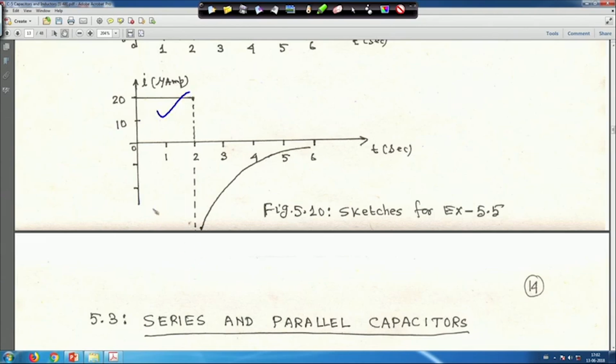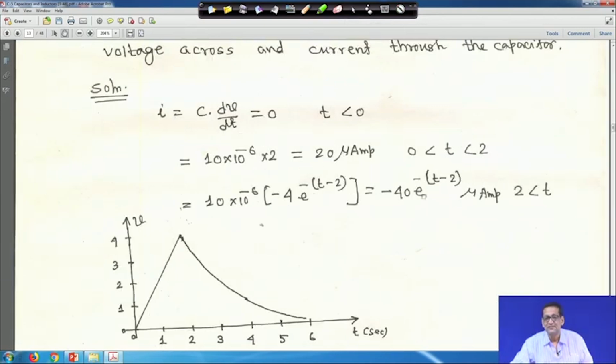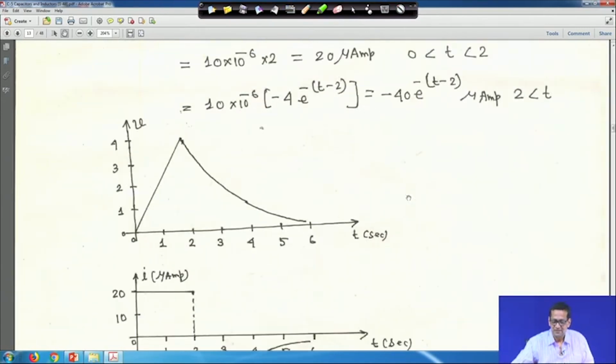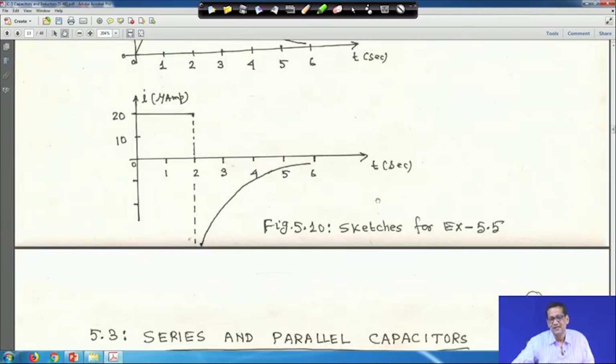Now, the plot is not completed. This is your minus 10, minus 20, then minus 30, then it will be somewhere minus 40, and it will start from minus 40 somewhere, and then it will go like this. So, this is your sketch of the current. From this equation, this is the plot. I hope you have understood this.